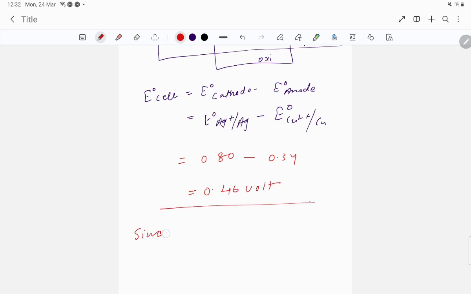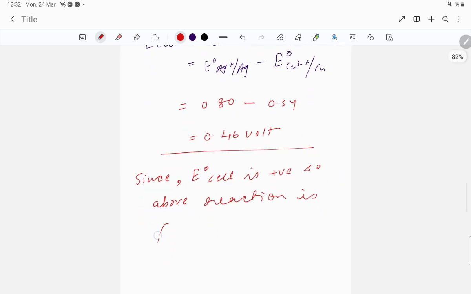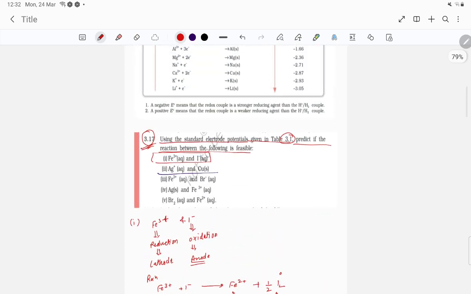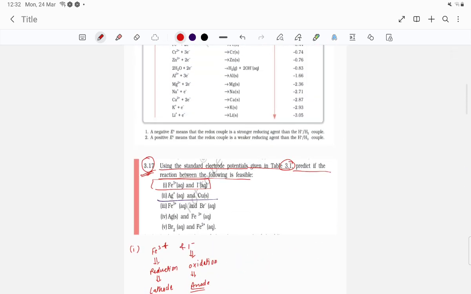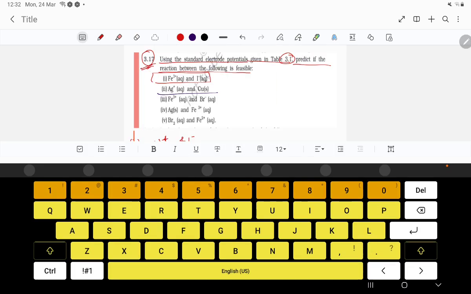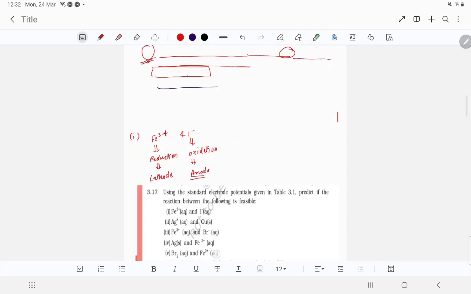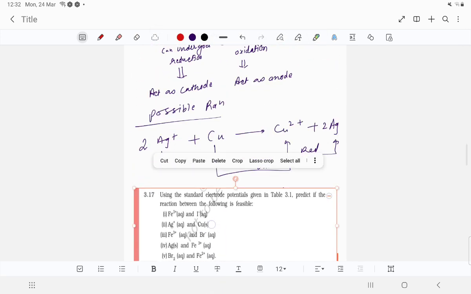So what you can write, student, is since E naught cell is positive, the above reaction is feasible. The above reaction is feasible. Right. So out of 5, we have done, student, most of the portion. Now for the same question, I am taking it to the next page.